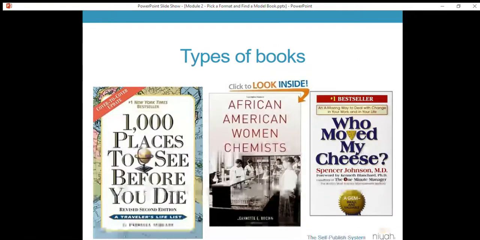All right, now let's keep going. A list book, 1,000 Places to See Before You Die, right? Those types of books are simple. They're easy to pump out. Yes, you have to do some research, but it's not a lot of writing that's going to go into that.